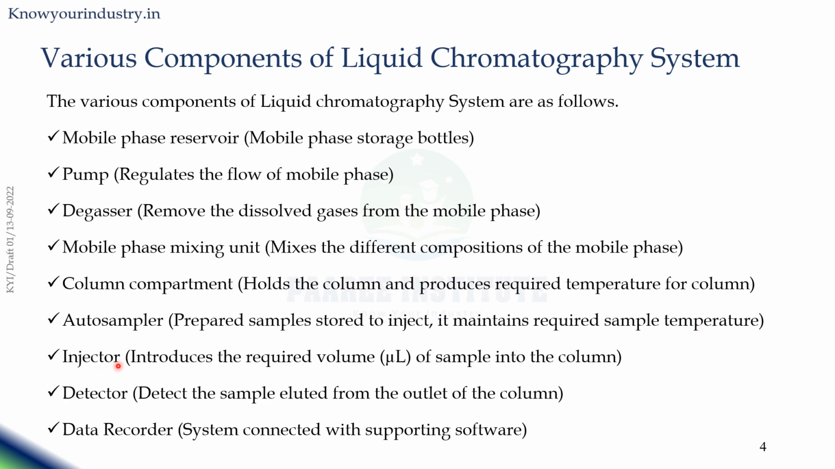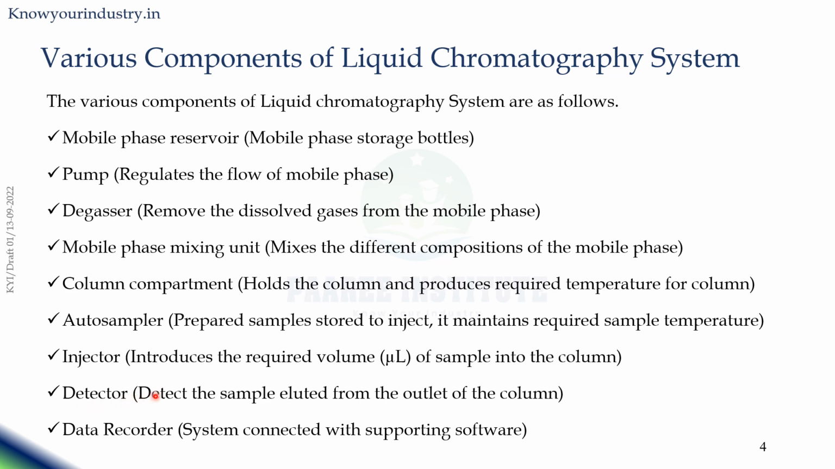Then there will be an injector, which introduces the sample into the column in an appropriate volume. The volume can be set up in the instrument. So according to that, the injector sucks the sample from the auto sampler unit and injects it into the column.